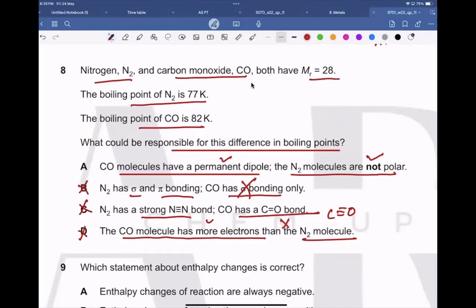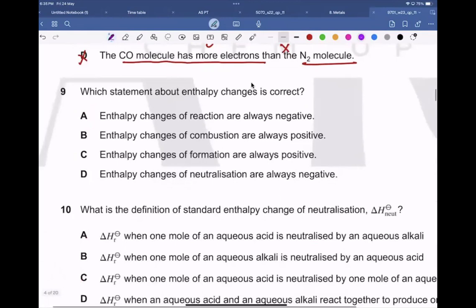So why? Because the atomic number of nitrogen is 7, right? It's N2. So in N2, as the atomic number is 7, how many electrons do we get? 14 electrons. Carbon's atomic number is 6 and oxygen's atomic number is 8. So 6 plus 8, how many electrons do we get? 14 electrons. So see, both have the same number of electrons. Carbon monoxide doesn't have more electrons. So D goes wrong as well. And A is the correct answer. Now, question number 9. Which statement about enthalpy change is correct?